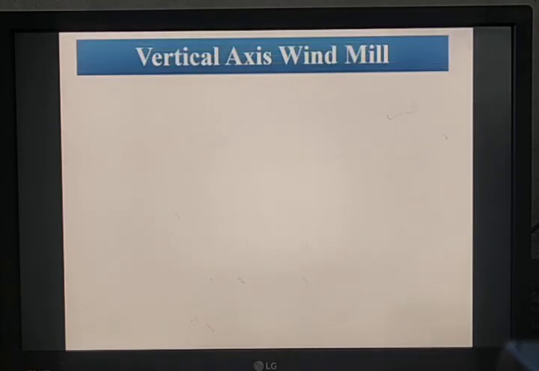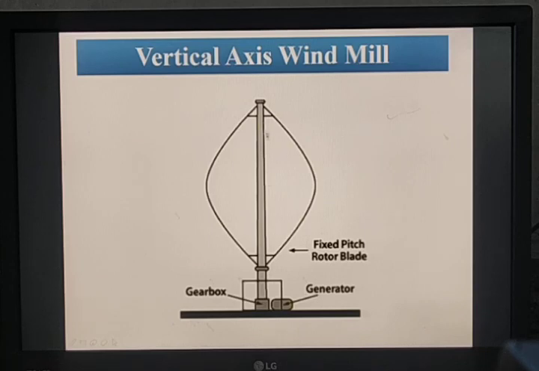Coming to the vertical axis windmill, here it is rotating in a 360 degree direction. Here the shaft is placed in the vertical direction, and for that purpose the name is vertical axis windmill. There are n number of types of blade systems: a 4 blade system, 5 blade system, 6 and then 8 blade system. Here also the gearbox is there: low speed shaft, high speed shaft, generator.